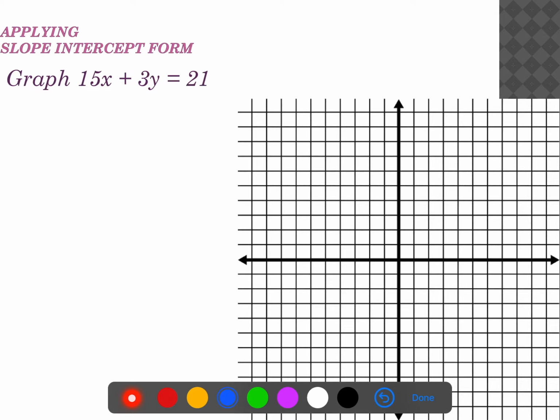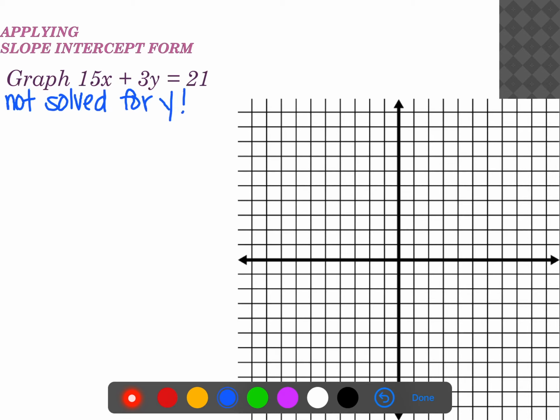Okay, let's look at another example of this. The slope-intercept form is very, very important. Okay, so what is the first thing that you notice about this example? Pause your video, think about it for a second. Okay, hopefully you have said that this is not in slope-intercept form. This is not solved for y.